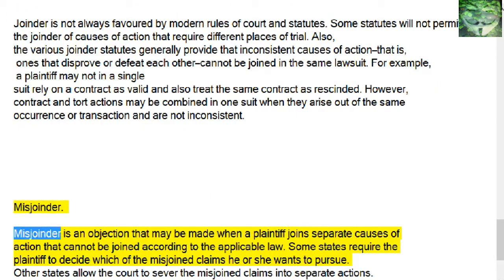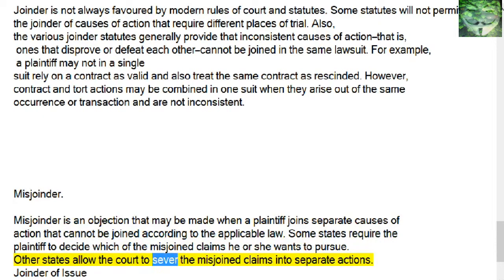Misjoinder. Misjoinder is an objection that may be made when a plaintiff joins separate causes of action that cannot be joined according to the applicable law. Some states require the plaintiff to decide which of the misjoined claims he or she wants to pursue. Other states allow the court to sever the misjoined claims into separate actions.